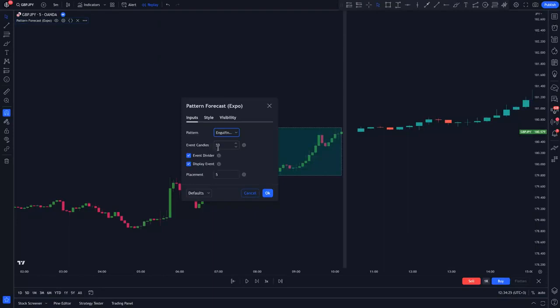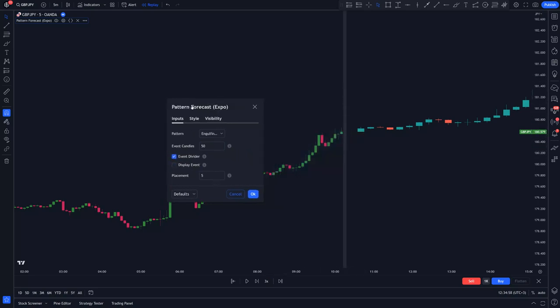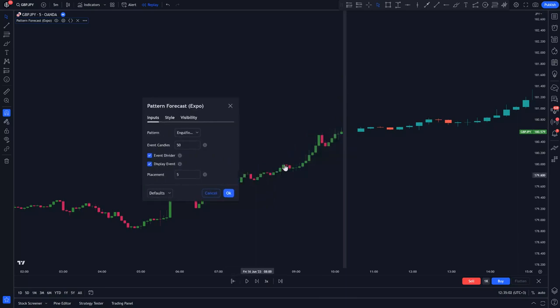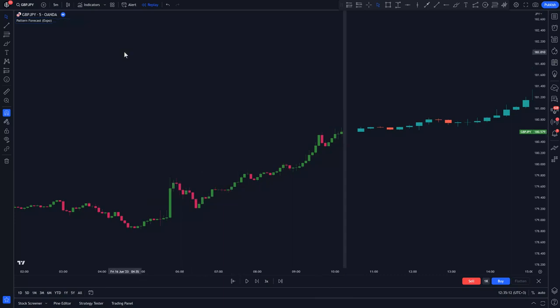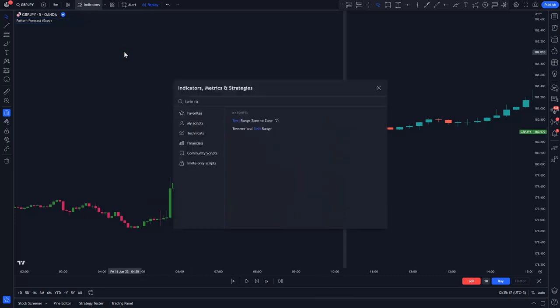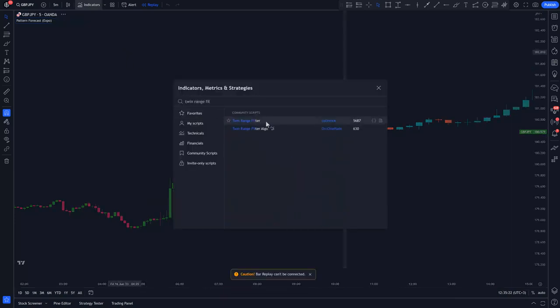Now, just like with the previous indicator, there is an option to change the number of forecast candles to be displayed in the future. The event divider is just a separation between the live candles and the forecast candles. The display event is going to highlight whatever historical candles are going to be used as forecast candles. The buy-sell indicator that we're going to use is called Twin Range Filter, this one by Colin MCK.